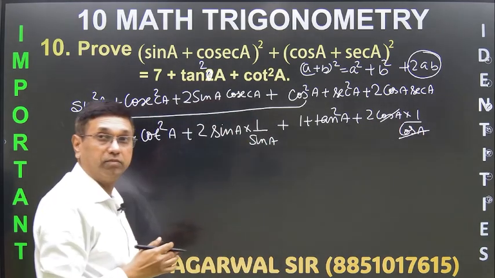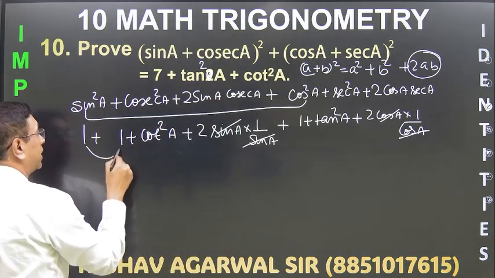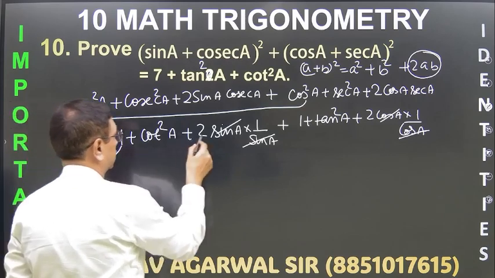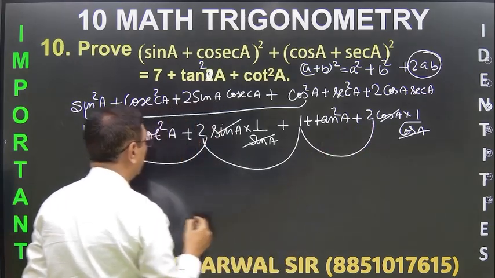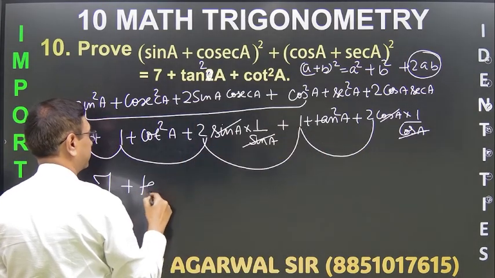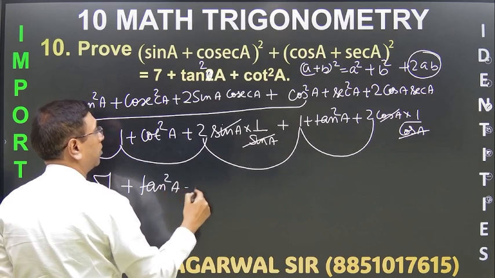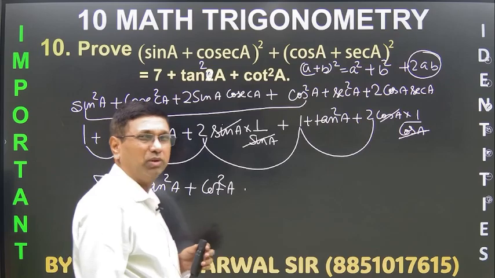ये भी कट गया, ये भी कट गया जी. तो अब देखते हैं 1 plus 1 is 2, another 2 is 4, another 1 is 5, another 2 is 7, plus tan square A and plus cot square A. So that is what it is.